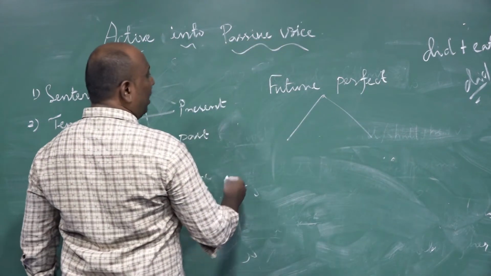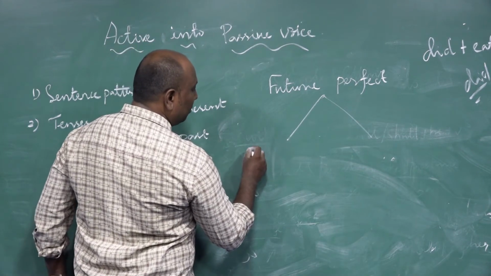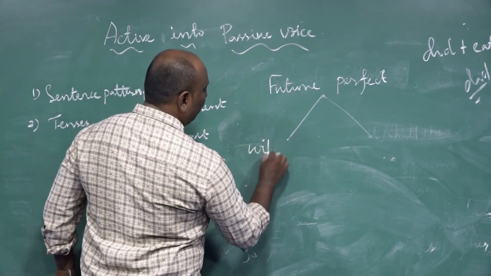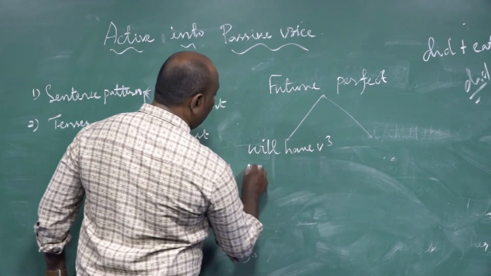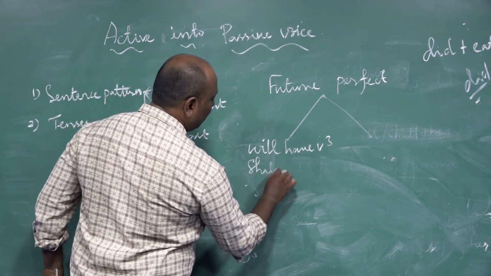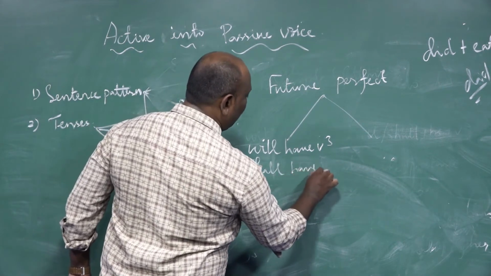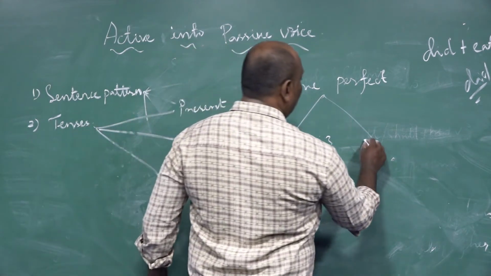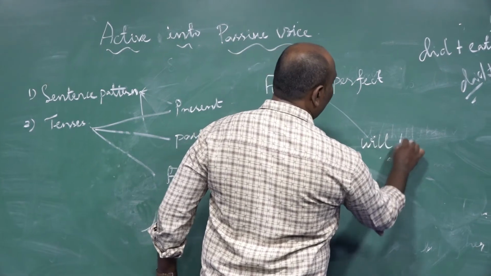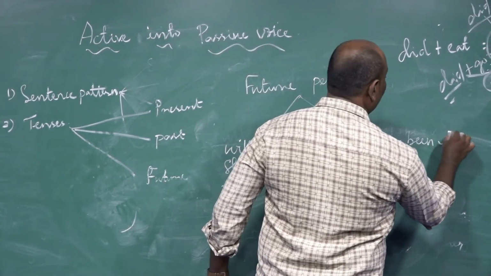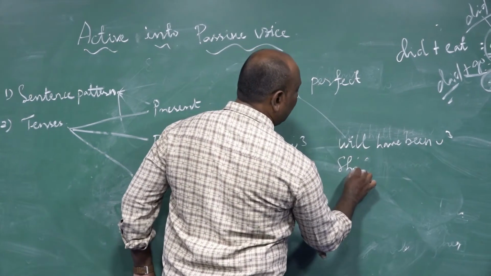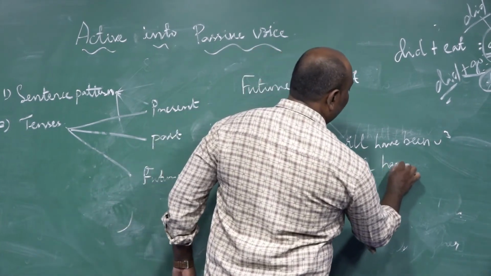For future perfect, you require will have plus verb third form, or shall have plus verb third form. For passive, what is required? Will have been plus verb third form, or shall have been plus verb third form.